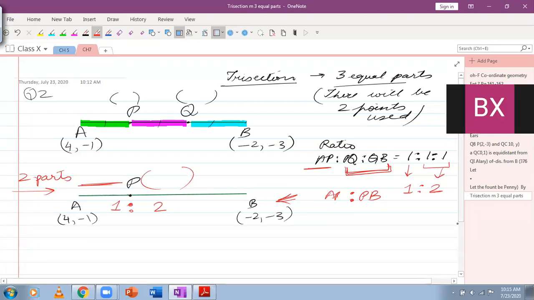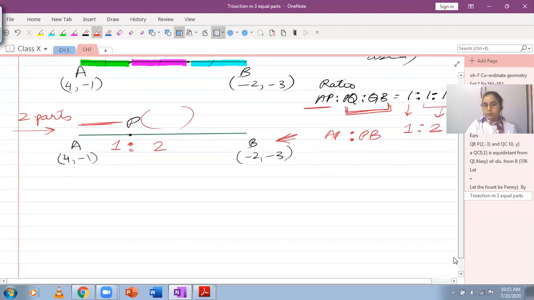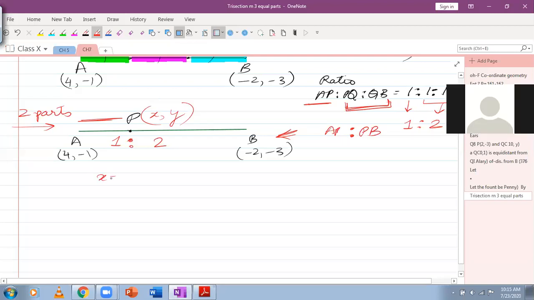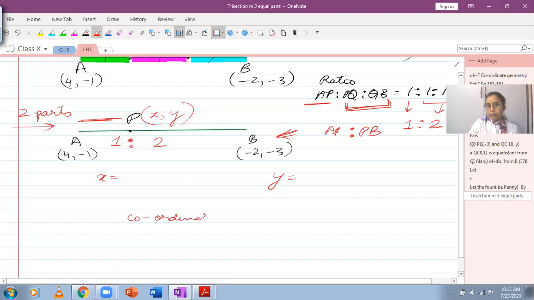Yes, ma'am. Just like the previous part, now we can work with these two. We have to find out the coordinates of P. You can name them as X, Y, and then find out X and Y. You will get the coordinates of P. Anyone who has a question till here?